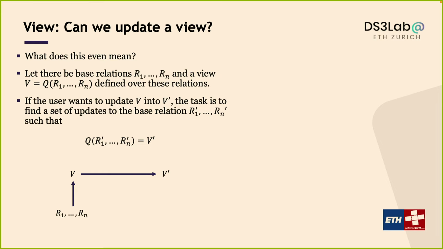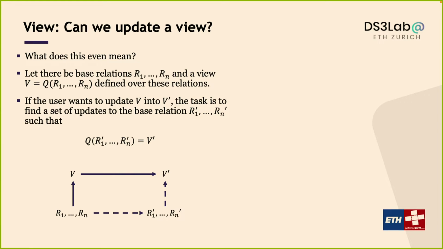What we really mean by that is I want to change my base relation from R1 to Rn to R1 prime to Rn prime such that if you run the same query over the updated base relation, you get a view that I want. You get a set of tuples that I want in this new view. So this is actually what we mean by updating a view.